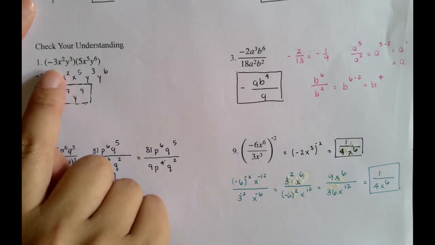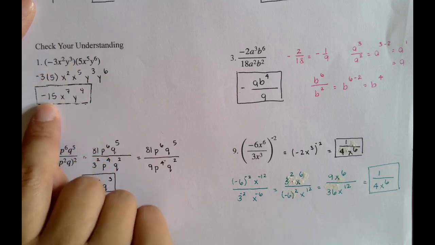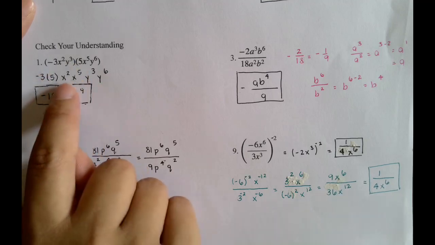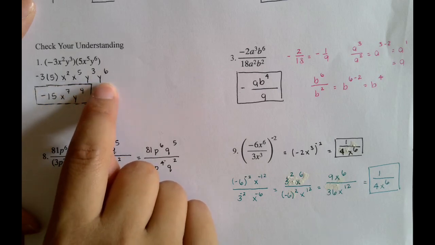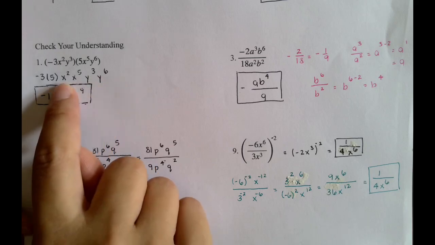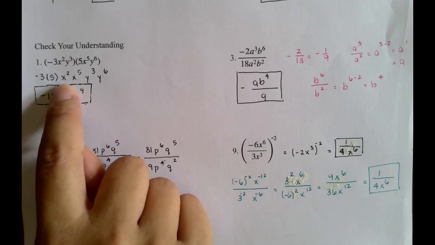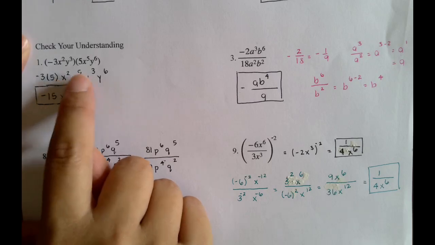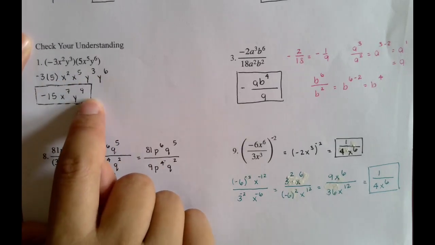So with number 1, I grouped the coefficients together, so negative 3 and 5, and that's what gave me the negative 15. Then I grouped things that were the same bases together, so the x squared x fifth and the y cubed y sixth. Okay. Then, when we're multiplying bases with exponents, if they are the same base, we can just add the exponents. So 2 plus 5 is 7. 3 plus 6 here is that 9.